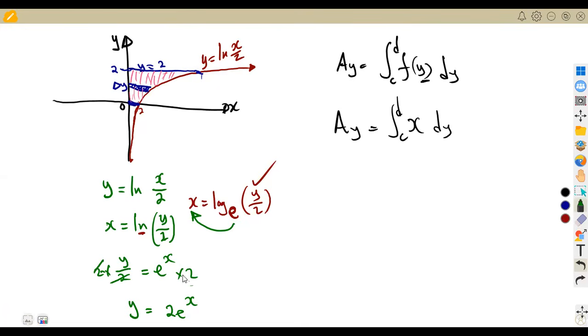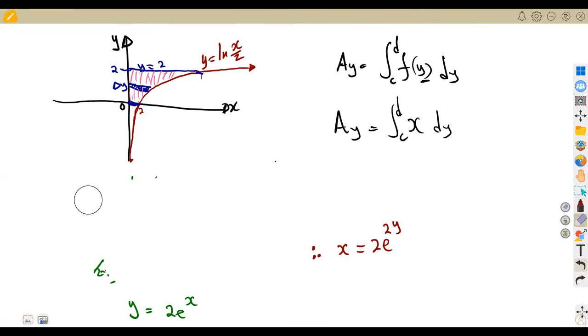This is a way of finding the inverse, but as we shall write, x is equal to, because we are supposed to have it in terms of y. So this inverse simply means that x is equal to 2e to the exponent of 2y in this case. All right, it was y is equal to, now it will be x is equal to. We just have to interchange there. So that is the one that we are going to be working with in our integrals.